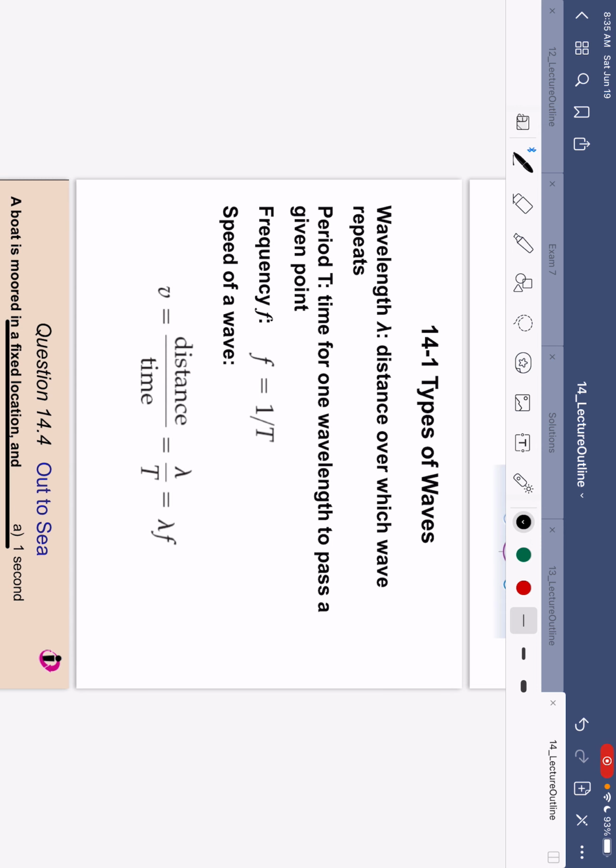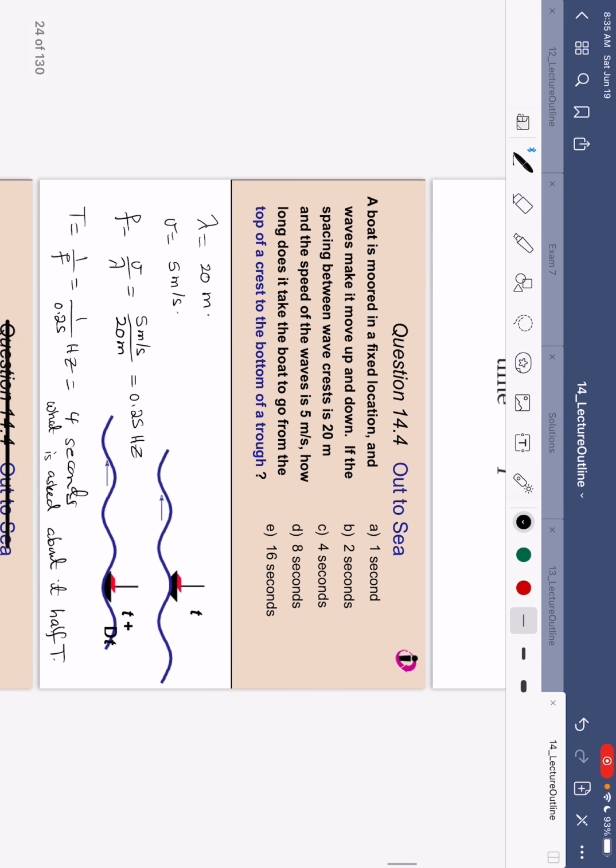Wavelength, lambda, is the distance over which the wave repeats, and from the diagram we can find it using the distance between two successive peaks or crests. The period is the time for one wavelength to pass a given point, and these are the equations that I gave you already.